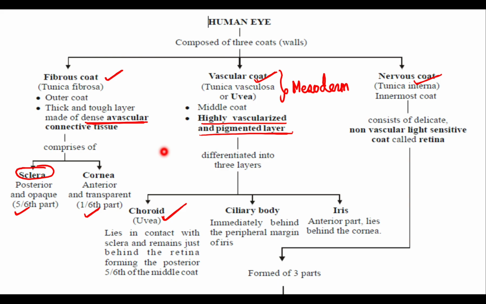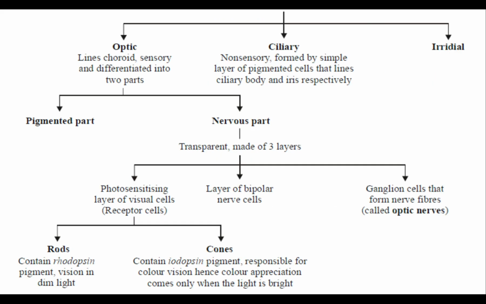Okay, and then we have the innermost layer, that is the nervous coat, and we will call it retina. Now come to retina. This retina has three parts. First part is optic part, second part ciliary part, and third part, iridial part.